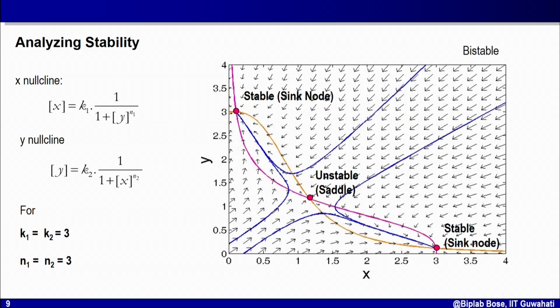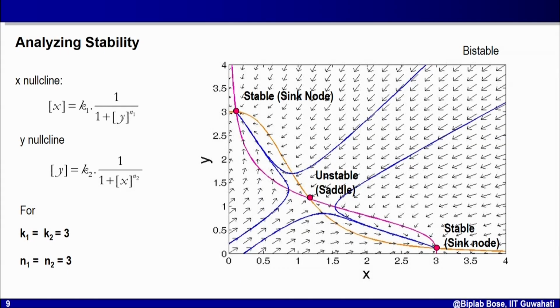Now till now I have drawn only the nullclines. Obviously in phase plane analysis I have to draw the trajectories and the phase portrait, and that's what I have done already here. So this one is the phase portrait for the system when your k1, k2 are 3, both are equally producing at a higher rate, and n1 and n2 are 3, that means both of them have sigmoidal control. I have 3 intersection points shown by these red dots.